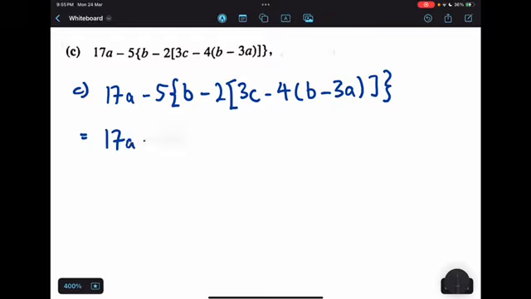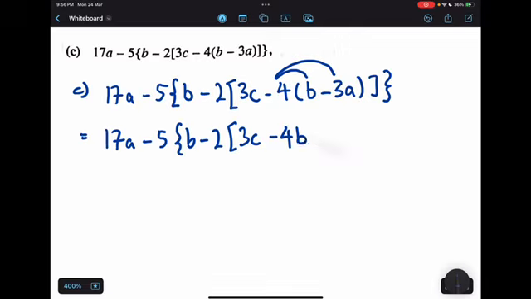Alright, so I have 17a minus 5, b minus 2, 3c. And here is where I want to start my expansion. What I want to do is to take my negative 4, multiply by whatever is in my normal brackets over here. Likewise, I want to use the rainbow method. Alright, negative 4 times b, that would give me negative 4b, and negative 4 times negative 3a, that would give me positive 12a.